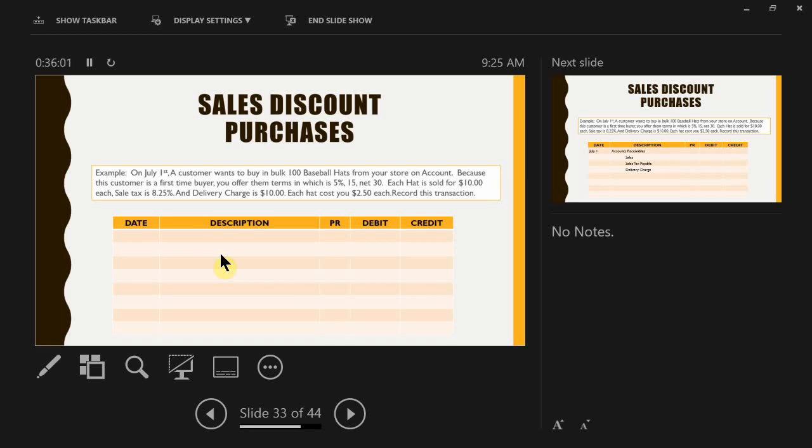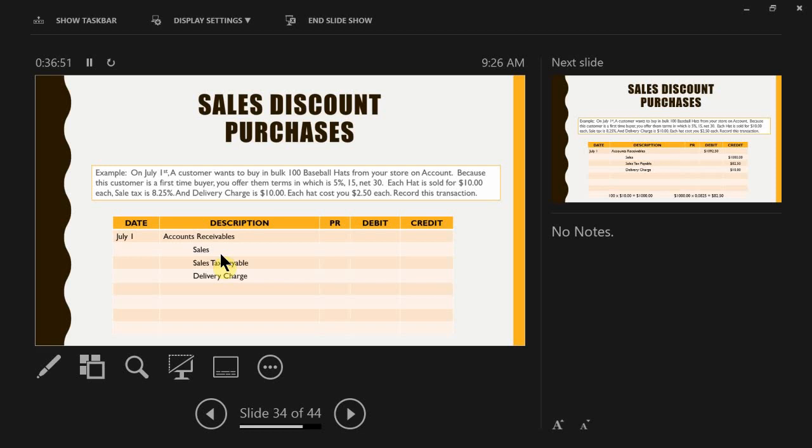Let's focus on the sales first. I'm selling to this customer on an account, so you use accounts receivable, and then you credit sales and sales tax payable. Because we're given terms, you're not going to take the discount yet. It's a condition. If they pay you, then you take the discount. If they don't pay you, then you don't. So we're only recording this plus the delivery charge, because this is an addition to the total sales.